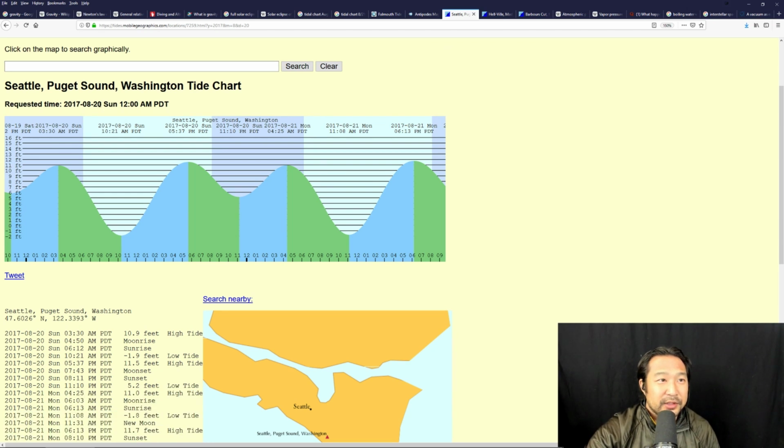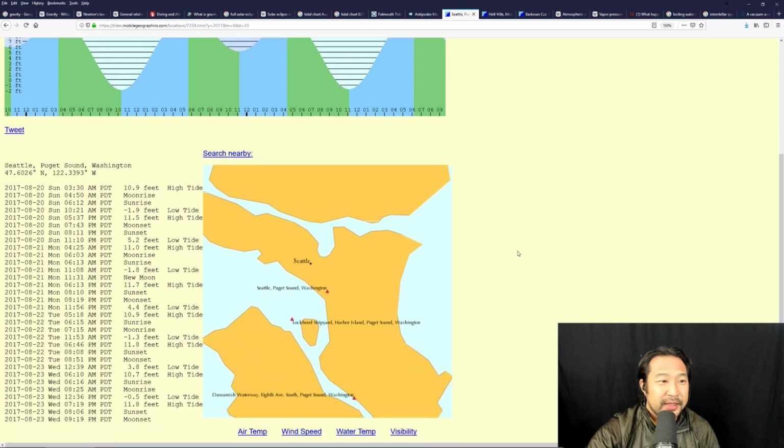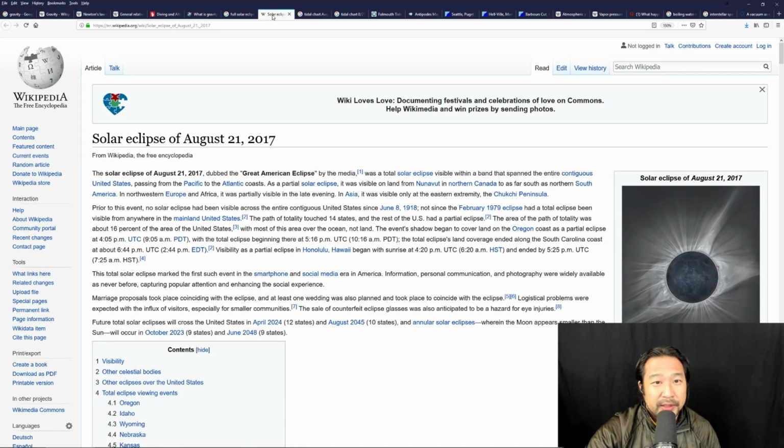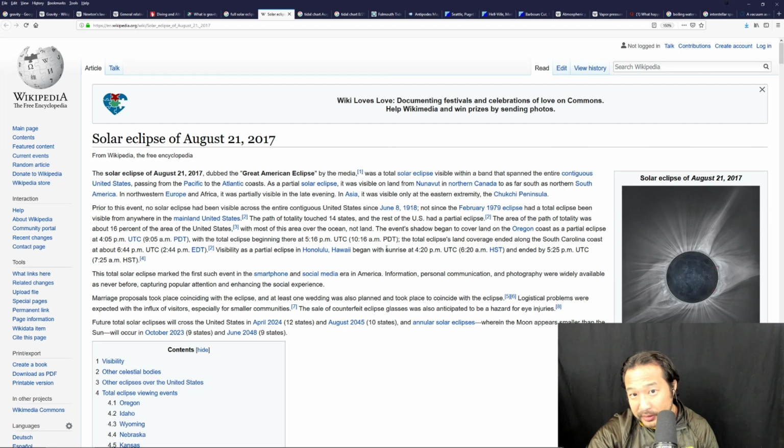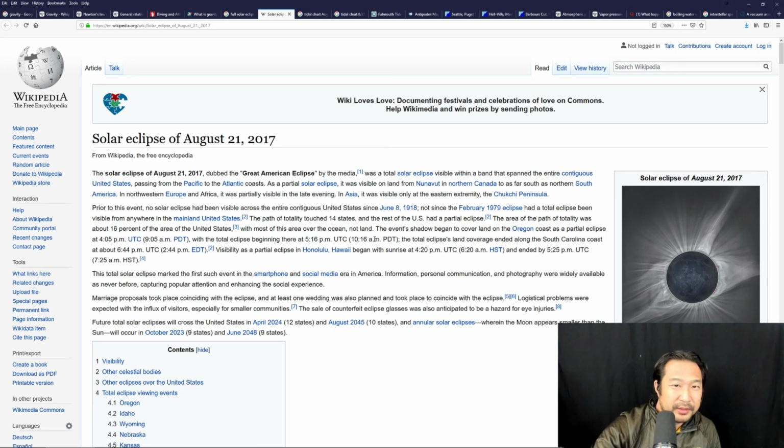This is on August 20th and gives you a 4-day forecast of tides: 20th, 21st, 22nd, 23rd. So on the 21st, if you look at the solar eclipse, you'll know the eclipse begins at 10:16 PDT, and it ends at around 2:44. Let's see, oh, that's in UTC. Oh, okay, never mind. I got it.